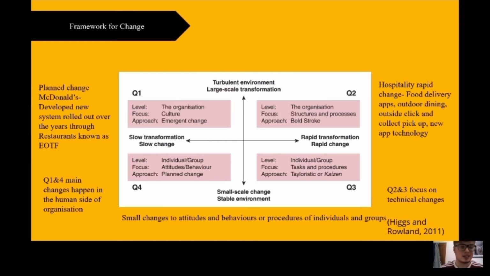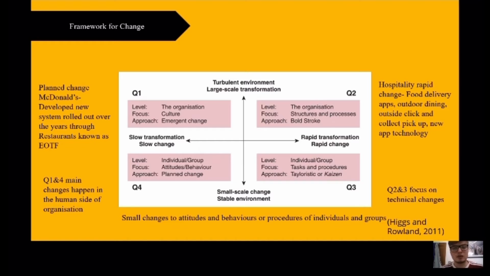Which in this example, I've got McDonald's when they developed their new system over the years, which is known as Experience of the Future. That was minimizing the tills in each restaurant and just getting their business to be more efficient. So that was the slow change that happened over time.